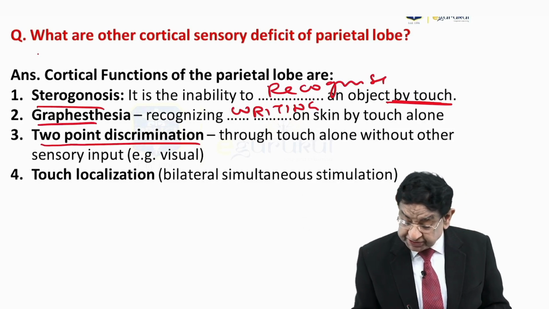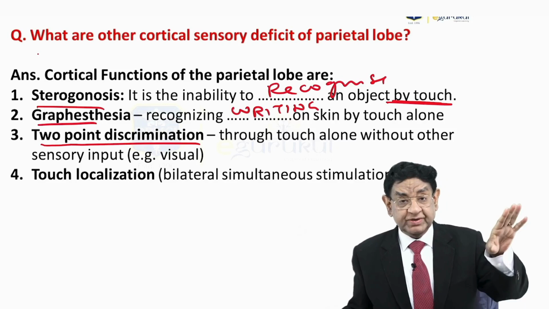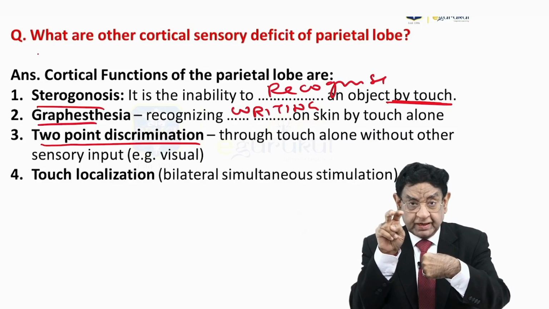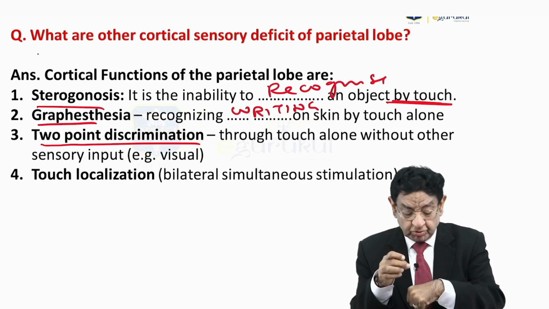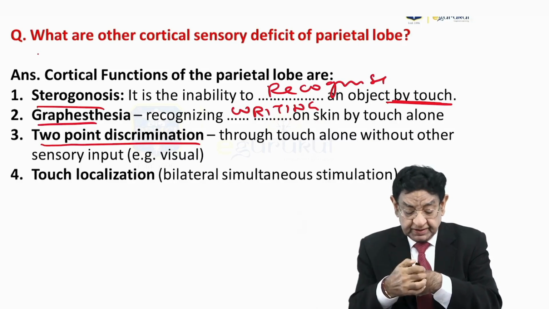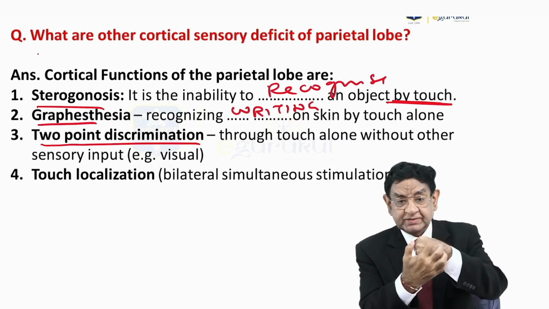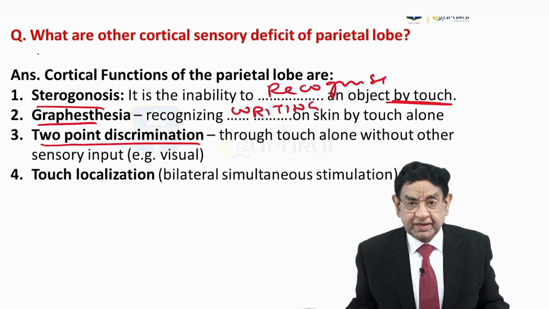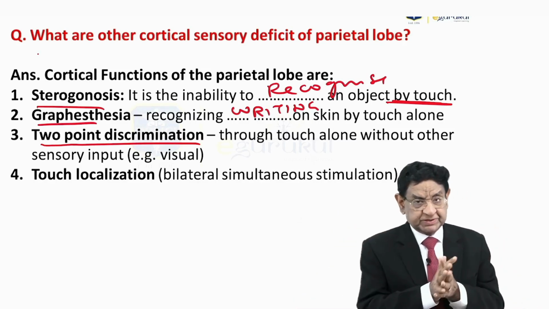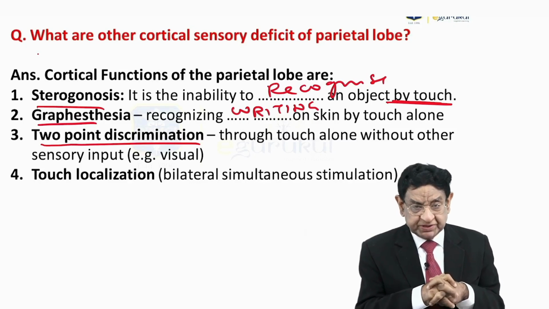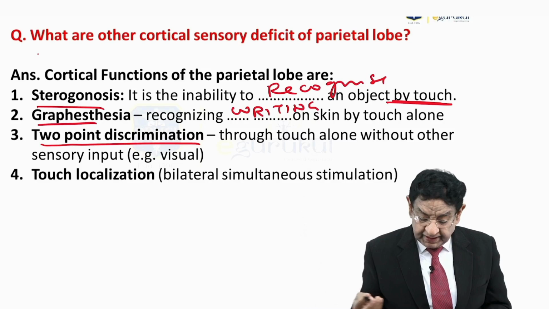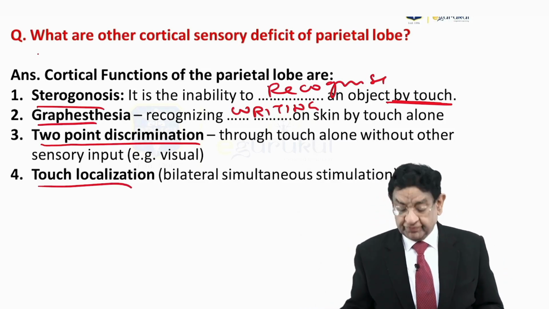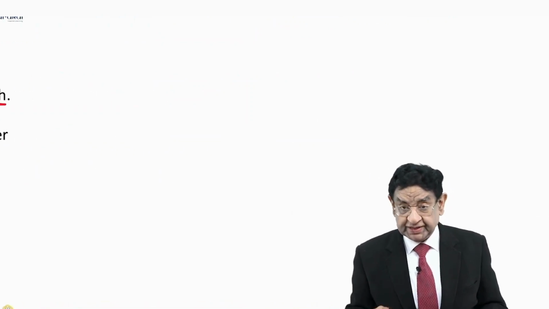2-point discrimination. Well, what is done? You ask the patient, and you take two cotton rolls. Then you try to keep one place and one place. 2 point, 1, 2. The person will be able to recognize that I have been touched at 2 places. This is known as 2-point discrimination. And touch localization is again something that needs to be understood very carefully. Now I tell you each one of them.